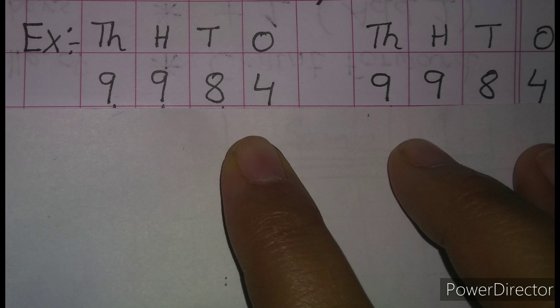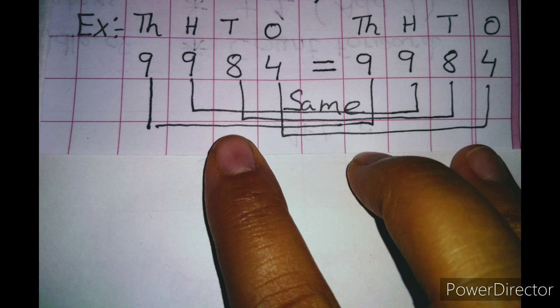Another example is 9984 and the other side is also 9984. As on both sides all the digits have the same number, the sign of equal to will come.